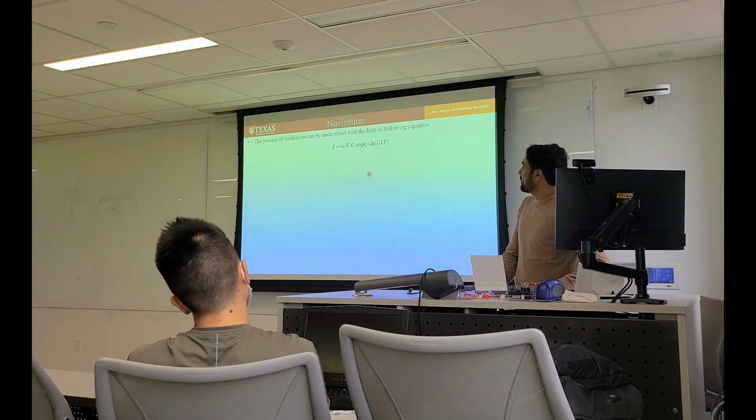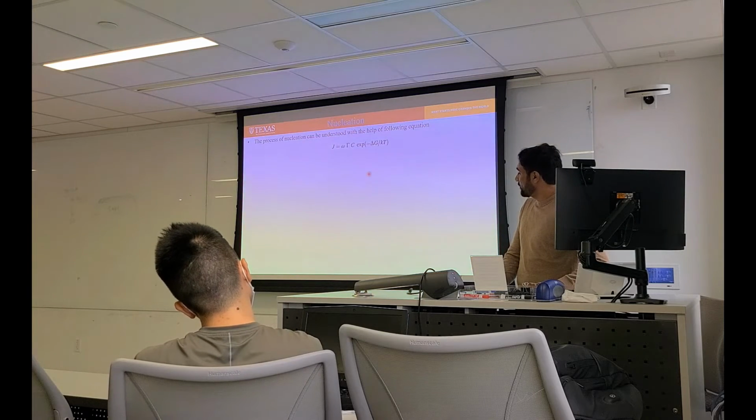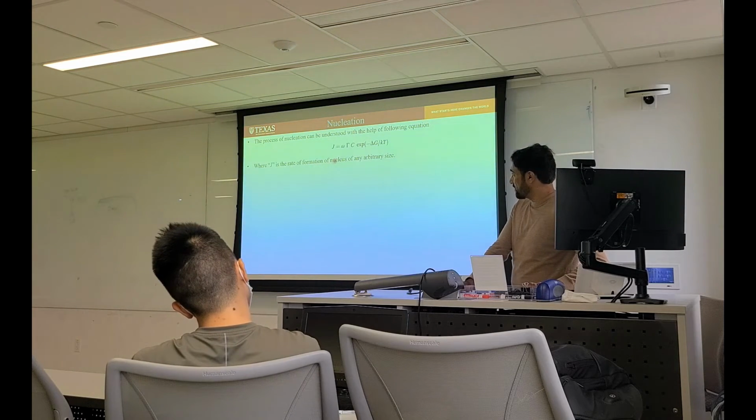The process of nucleation can be understood with the help of this equation. J is the rate of formation of nucleus.